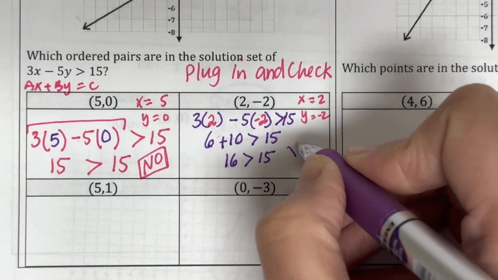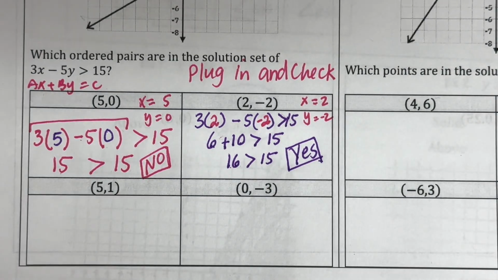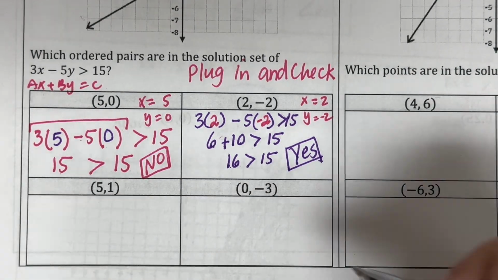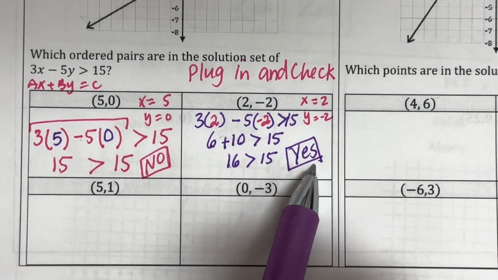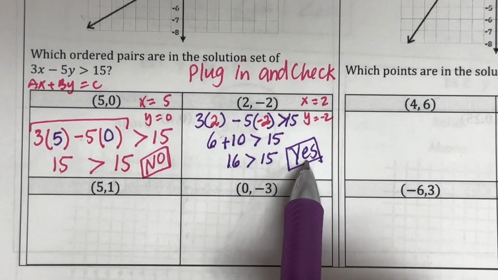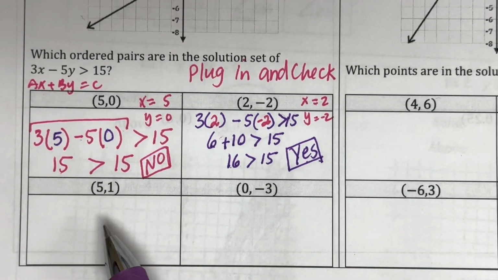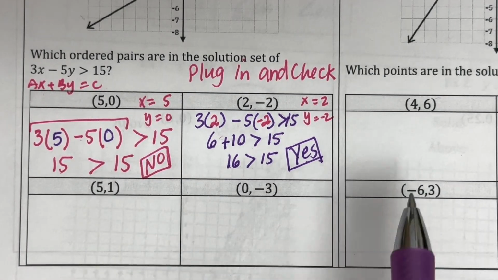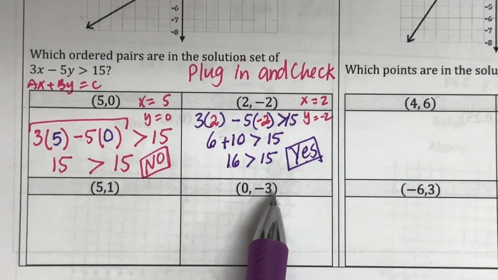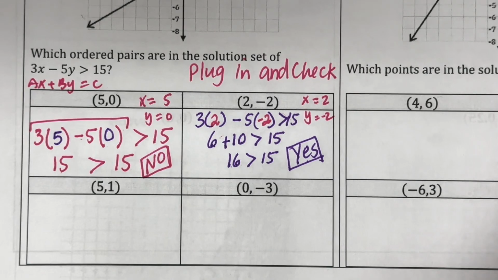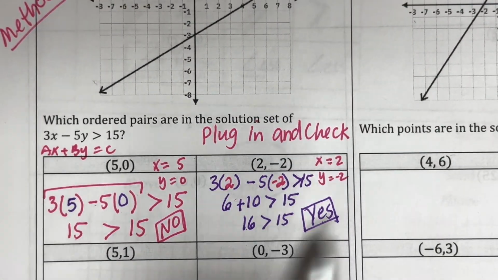16 greater than 15? Yes. 16 is greater than 15. So this is correct. That means this is your answer. Well, this is part of your solution. First one was not, second one is. You should be able to check the other 2 on your own. Use parentheses for the plug-in so you don't mess up on that minus. So if I have standard form, plug in and check is the best method.